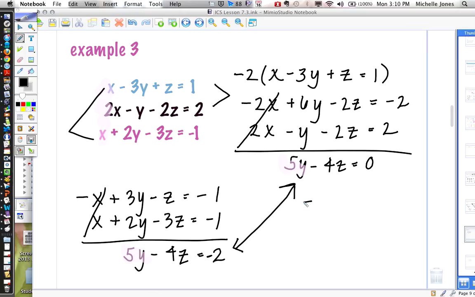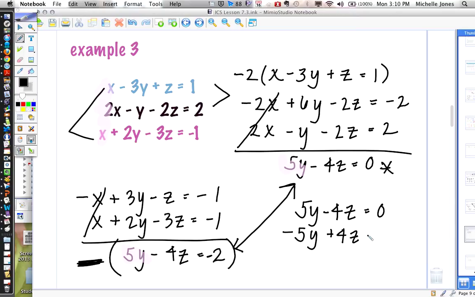Okay, so I need my y's to cancel, so I have to multiply one of them by a negative. I was thinking of the answer in my head already. So this is the first one. That's this one here. I'm going to multiply this equation by a negative so that my y's will cancel. And I get -5y, a positive 4z, and a positive 2. Here it goes. This cancels, so 0 equals 2.